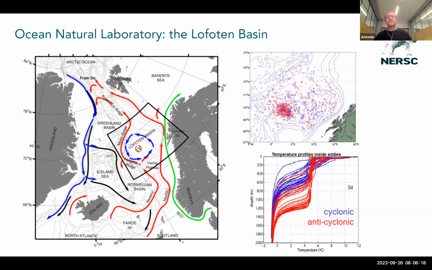And also here, if you look at the left part where you have blue arrows, it shows the pathway of the Arctic waters recirculating along the Greenland coast and in the Greenland basin. So I'll continue talking about the Lofoten Basin, which is typically defined as an eddy-rich area or a hotspot of mesoscale dynamics at high latitude.